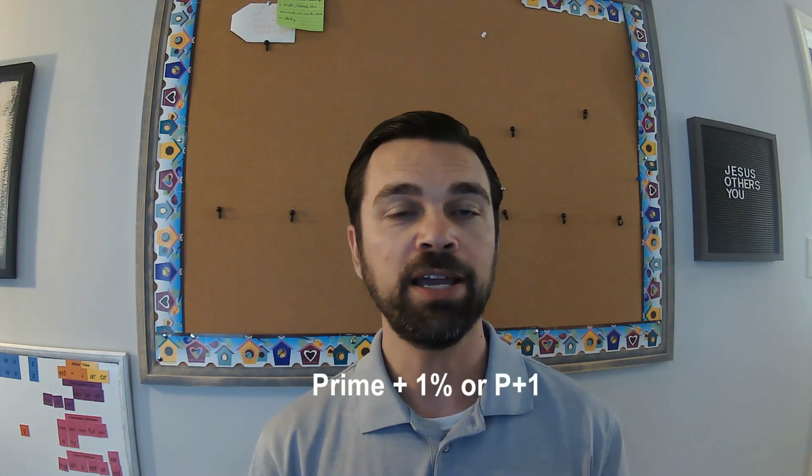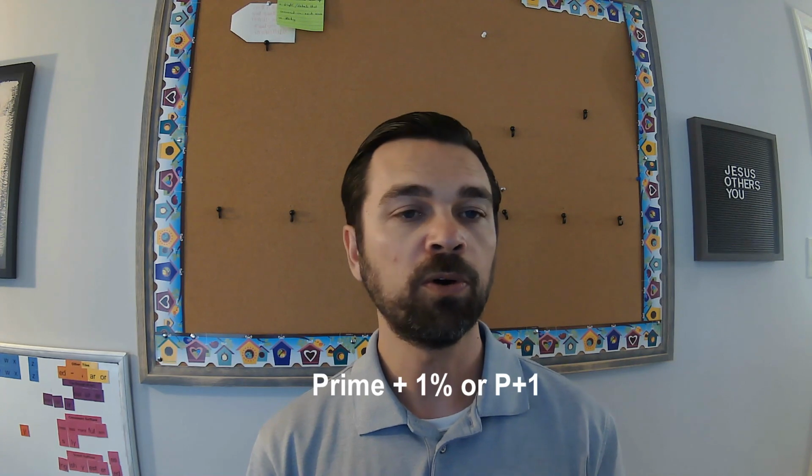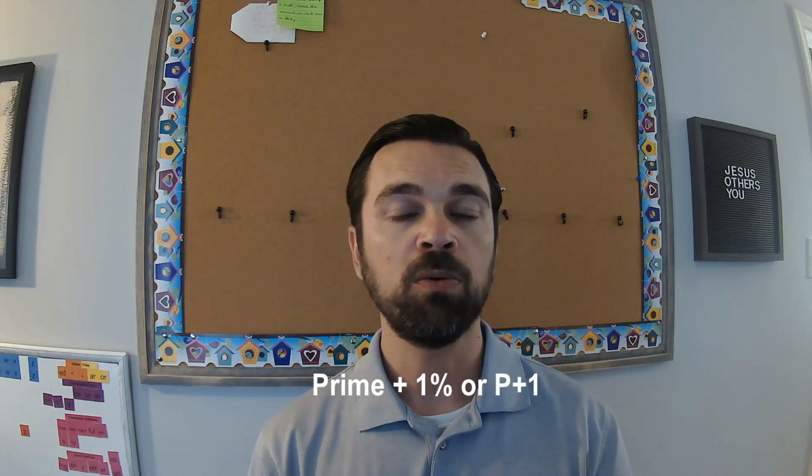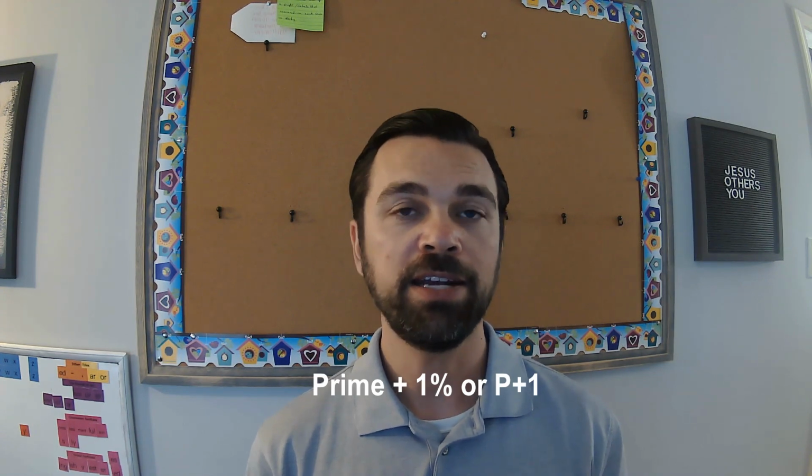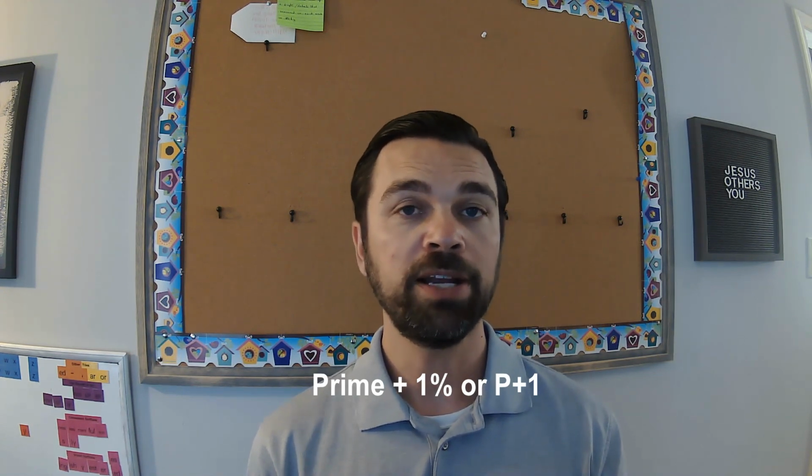It may say something like prime plus 1 or P plus 1. What it's saying is it's tied directly to what the prime rate is at any given time. So if the prime rate increases, then the rate on that loan is going to increase as well. Same with the decrease. It'll go right in step with whatever banks set the prime rate at that given time.